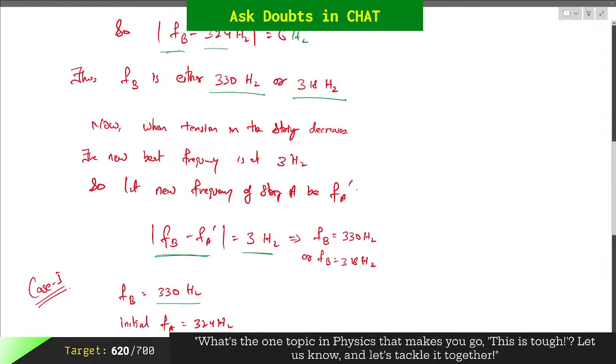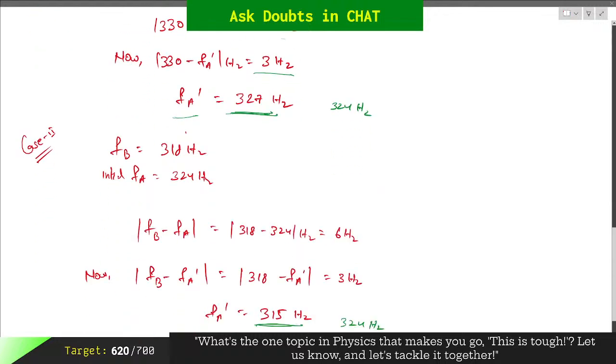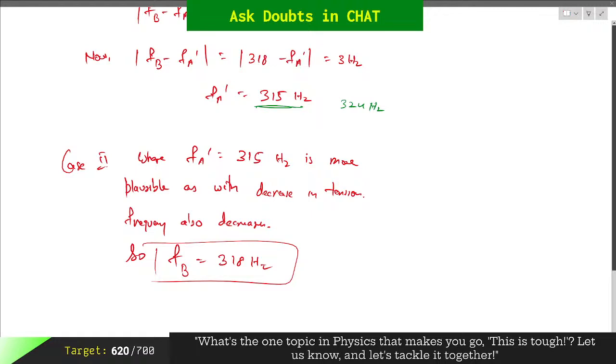So now let us consider both the cases. First we will calculate with FB equal to 330 Hz, and then with FB equal to 318 Hz. When FB is 330 Hz, we get F dash A as 327 Hz, and in the second case we get F dash A as 315 Hz. The 315 Hz is more possible because with decrease in tension the frequency will also decrease. So FB is going to be equal to 318 Hz.